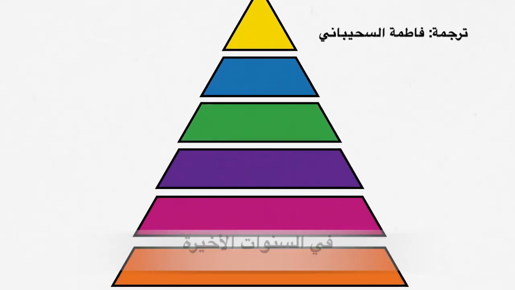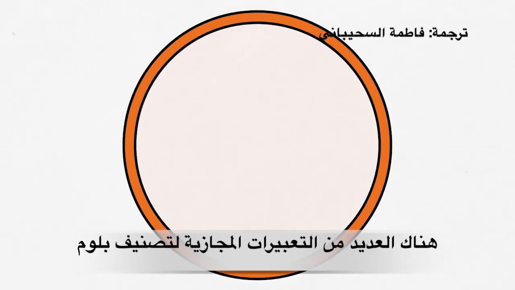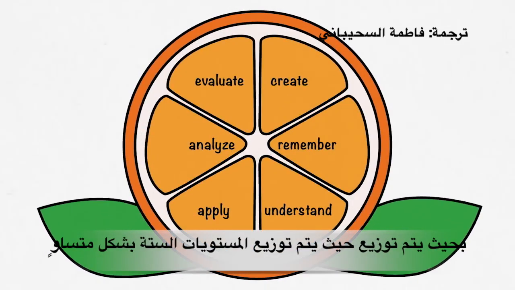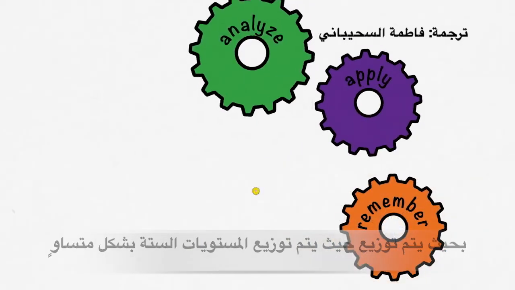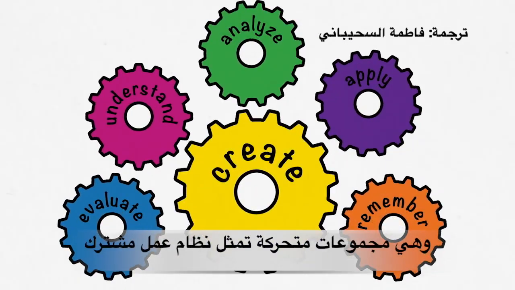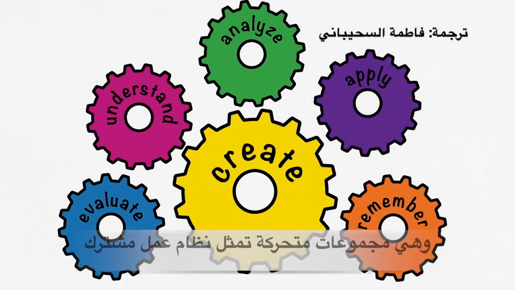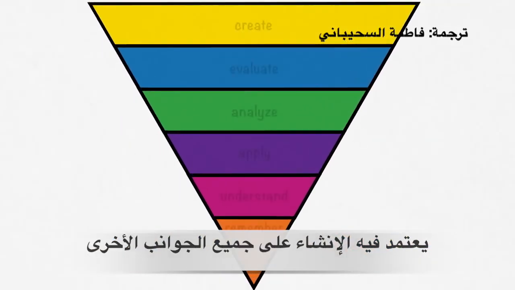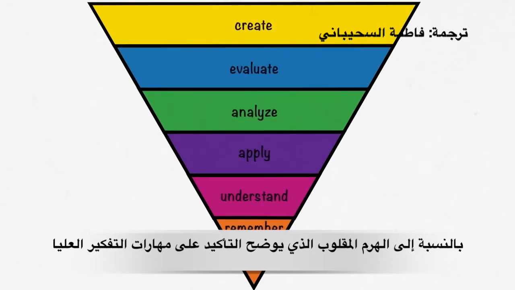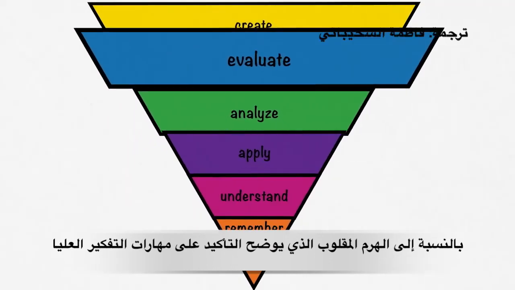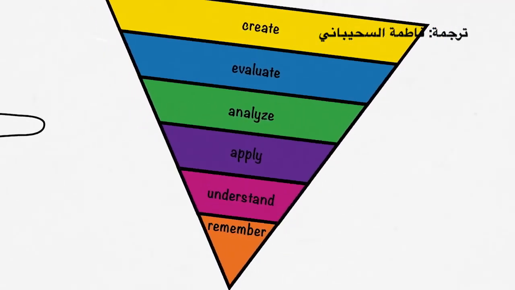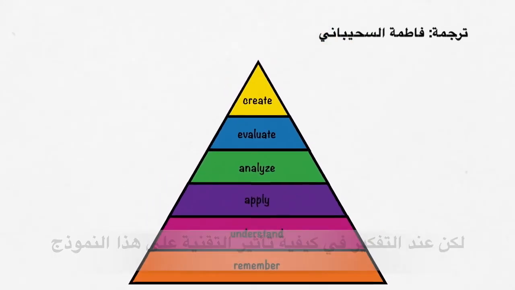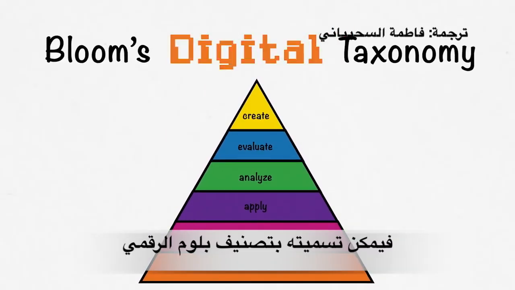In recent years, there have been many iterations and metaphors for Bloom's taxonomy, including an orange, where the 6 levels are distributed more equally, moving cogs, representing an interworking system in which creation is dependent upon all of the other aspects, or a flipped pyramid illustrating an emphasis on higher-order thinking skills. But in thinking about how technology affects this model, consider it as Bloom's digital taxonomy.